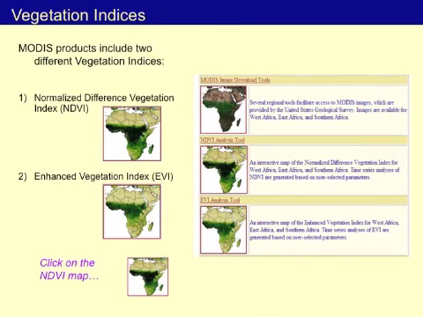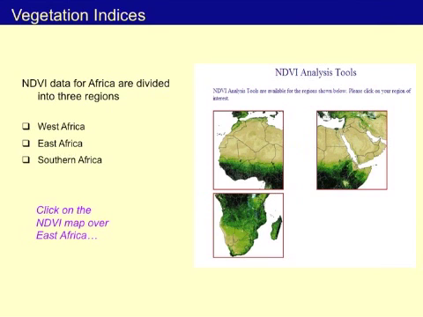The two other products available are the Normalized Difference Vegetation Index, NDVI, and the Enhanced Vegetation Index, EVI. Those two products are part of the MODIS products produced by NASA. If we click on the NDVI map, we will obtain three different regions, one for West Africa, one for East Africa, and one for Southern Africa. Let us click on the NDVI map over East Africa.